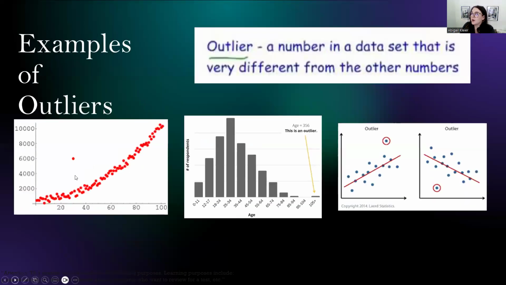Here are some examples of outliers in graph form. So we already looked at it just in a data set form, but in a graph form, here's what some outliers would look like. Again, numbers that don't quite fit in with the rest of the data.